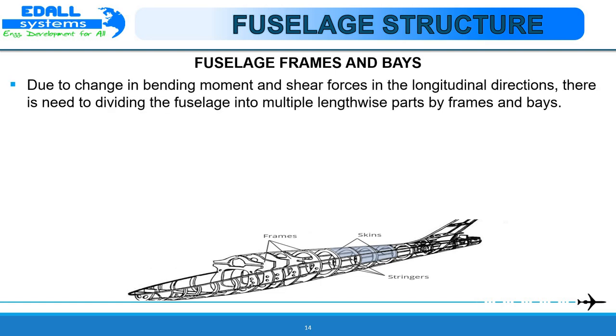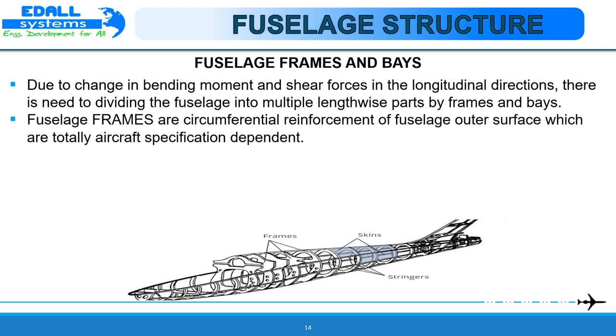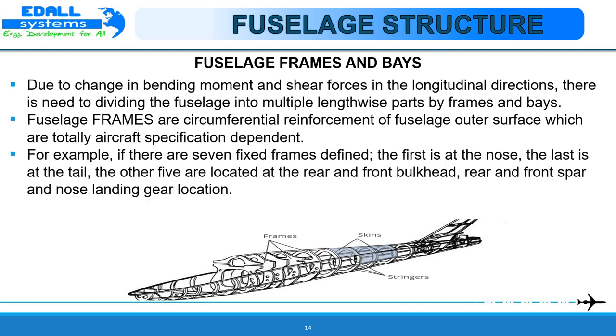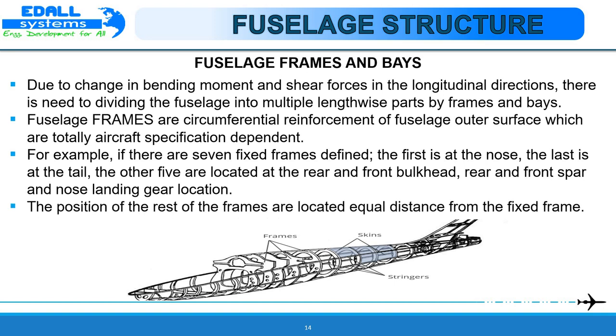Due to change in bending moment and shear force in the longitudinal direction, there is a need to divide the fuselage into multiple lengthwise parts by frames and bays. Fuselage frames are circular reinforcements of the fuselage outer surface, which are totally aircraft specification dependent. For example, if there are 7 fixed frames defined, the first is at the nose and the last is at the tail. The other 5 are located at the rear and front bulkhead, rear and front spar, and nose landing gear location. The positions of the rest of the frames are located at equal distances from the fixed frames.